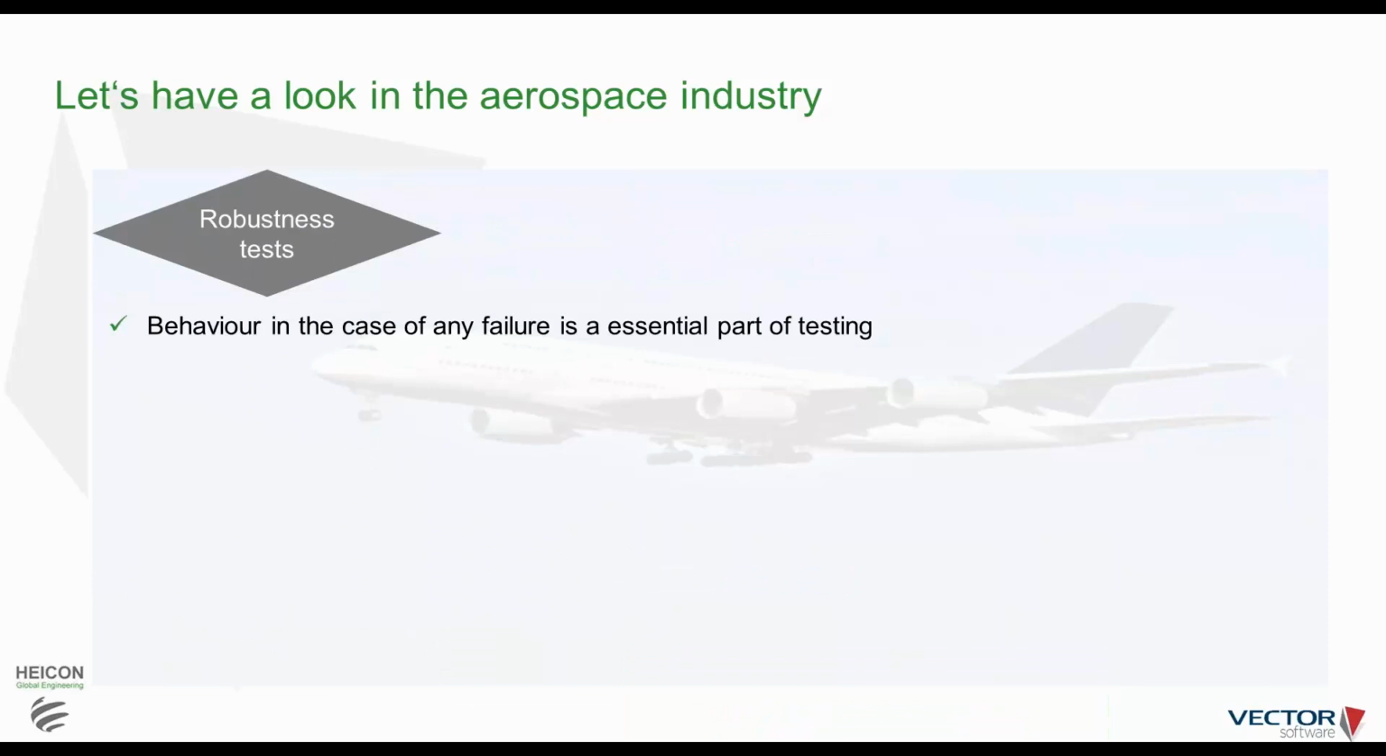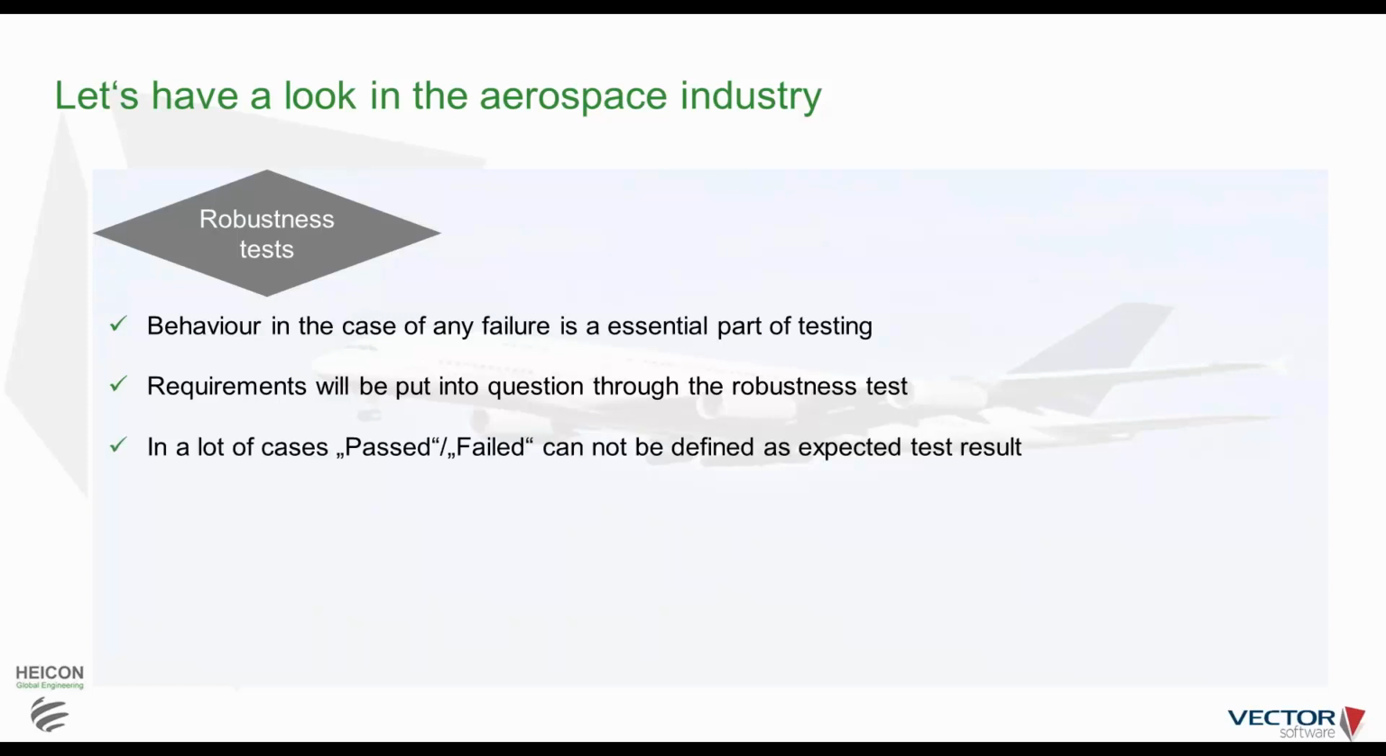So this slide is now a repetition of what I just said. I think robustness testing, behavior in any case of any failure, is an essential part of testing. Requirements will be put into question through robustness cases. In a lot of cases, pass-fail cannot be defined as expected test results, as we probably do not have a requirement for it. We found holes, yeah. So we have to discuss, and for some cases we're not even going to define requirements. But important is to discuss this and to decide it and to make the decision visible.